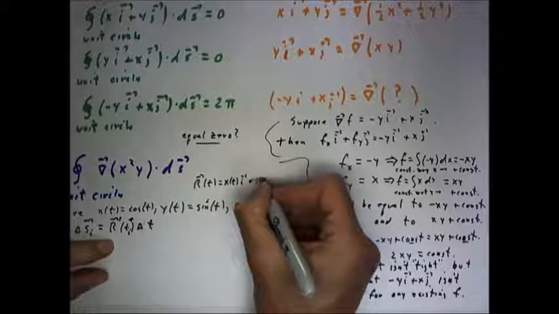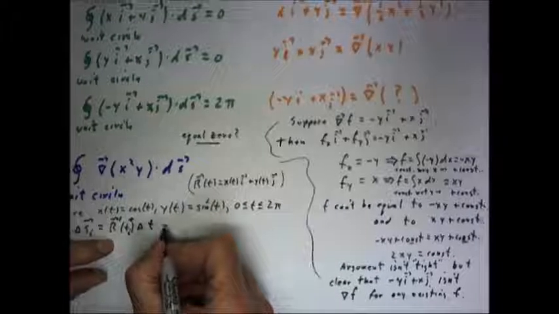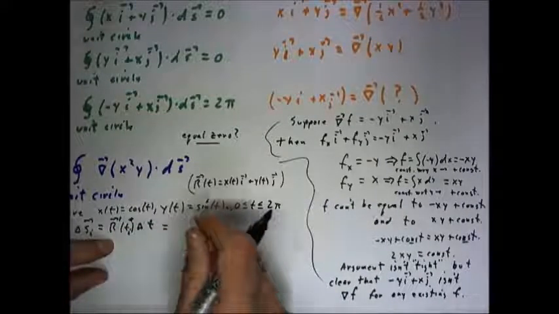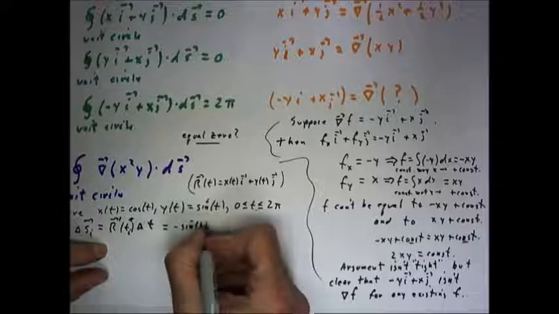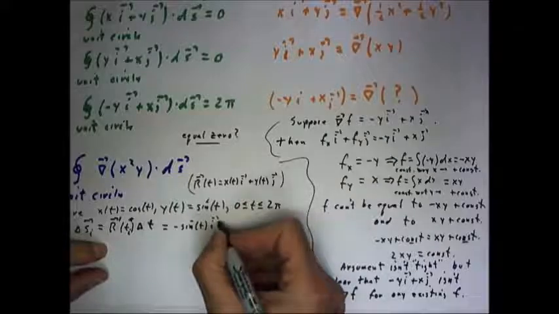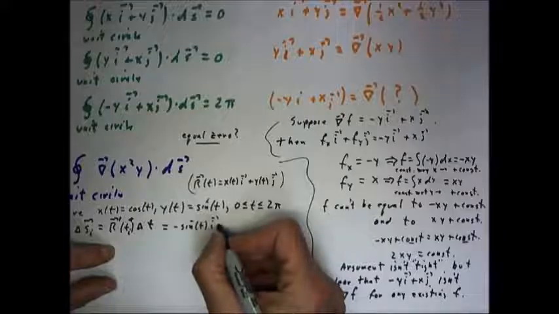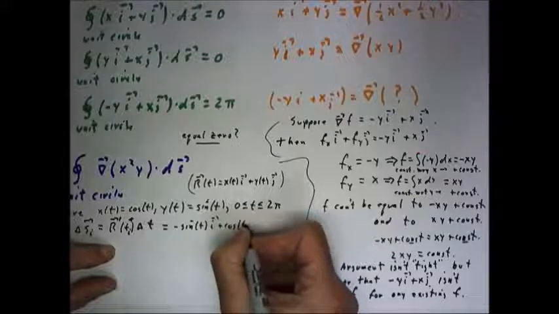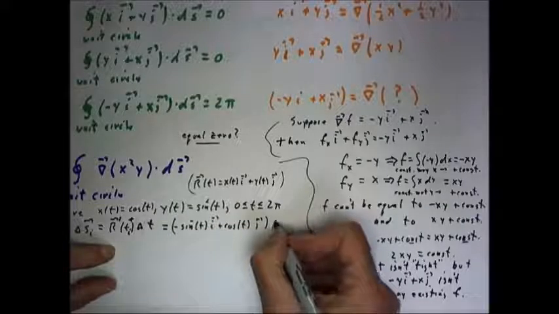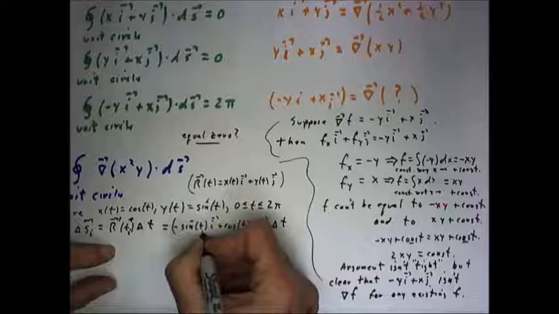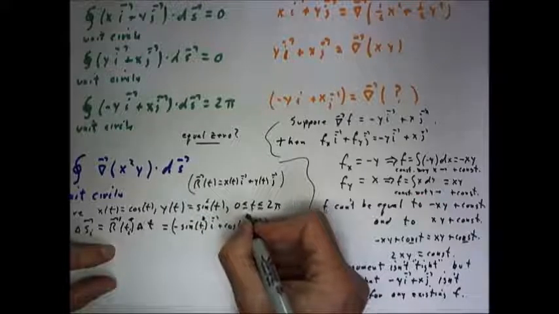x of t i plus y of t j, and this delta s vector is therefore x prime of t, which would be negative sine of t times i, plus y prime of t, which would be plus a cosine of t times j. And that's multiplied by delta t, and t is evaluated at the sample point ti star.